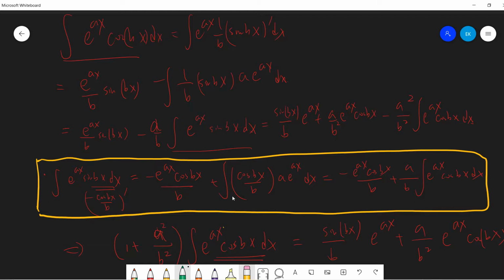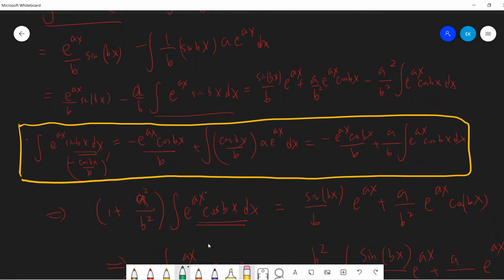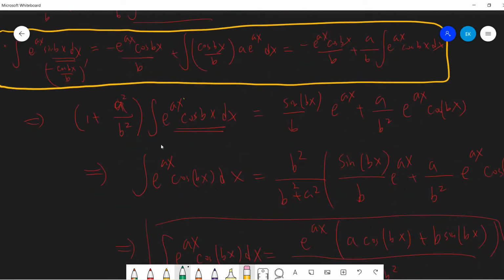Now you see this term is exactly the same as the previous term, right? So you put these terms together, and you get these three terms. Now you see you already have an answer, because this term and the left hand side are the same. So you can shuffle it to the left hand side and preserve the right hand side.